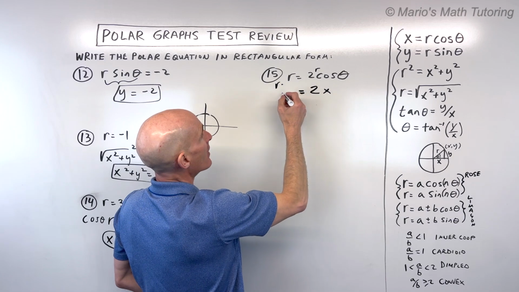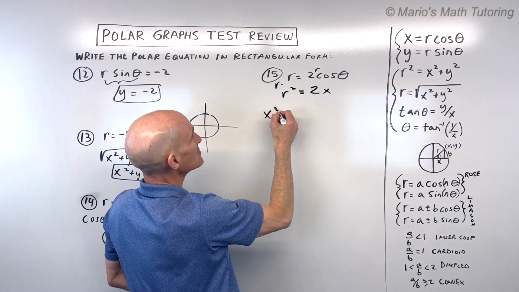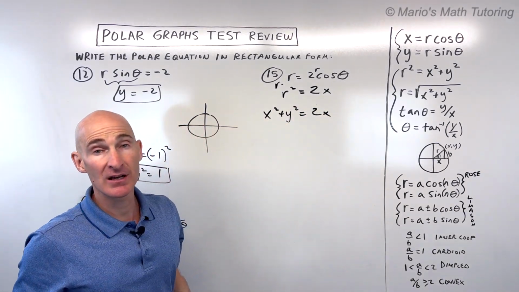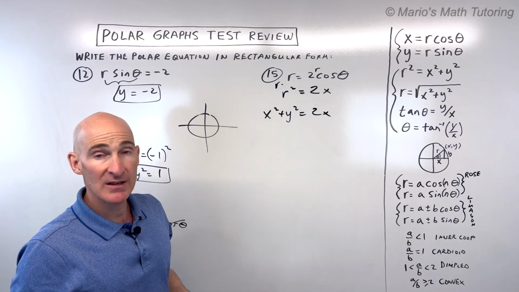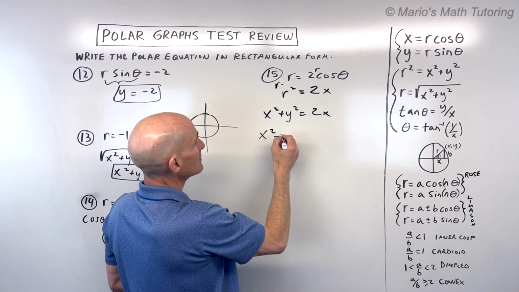This is going to give us r squared, which we know r squared is equal to x squared plus y squared. Now, when I look at this, I can see that this is a circle, but let's write it in the standard form of the equation of a circle. So I'm going to subtract the 2x.